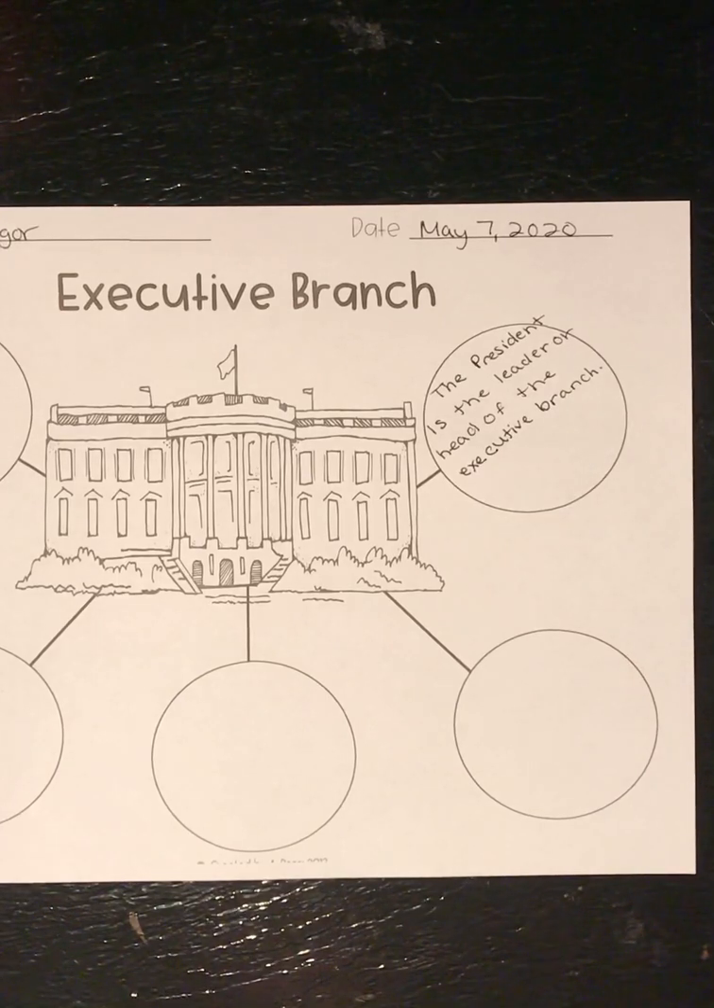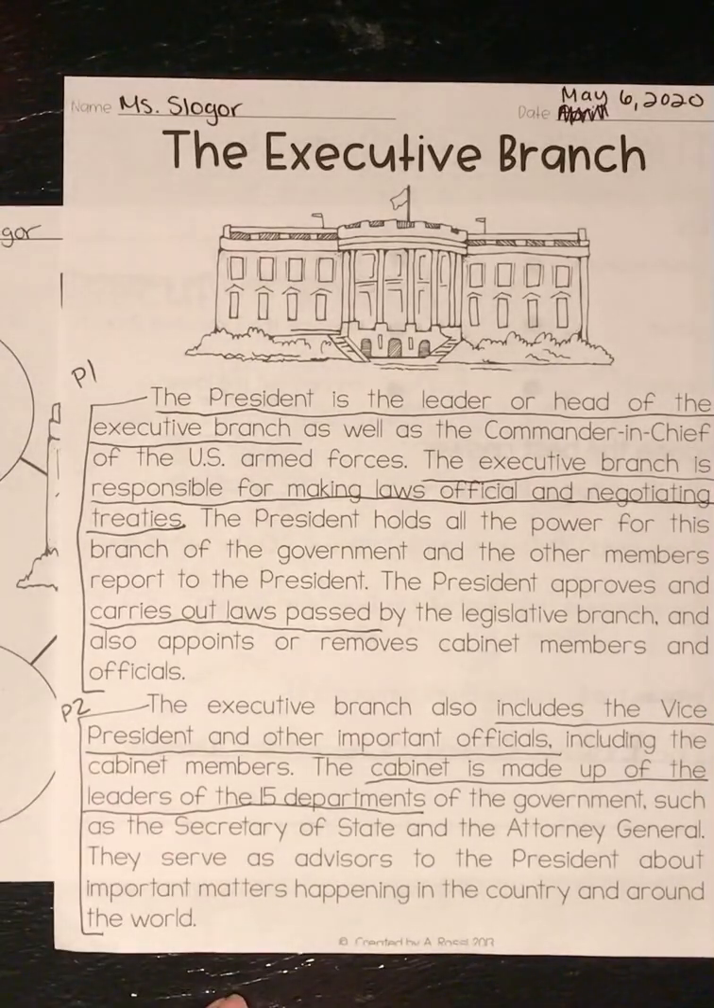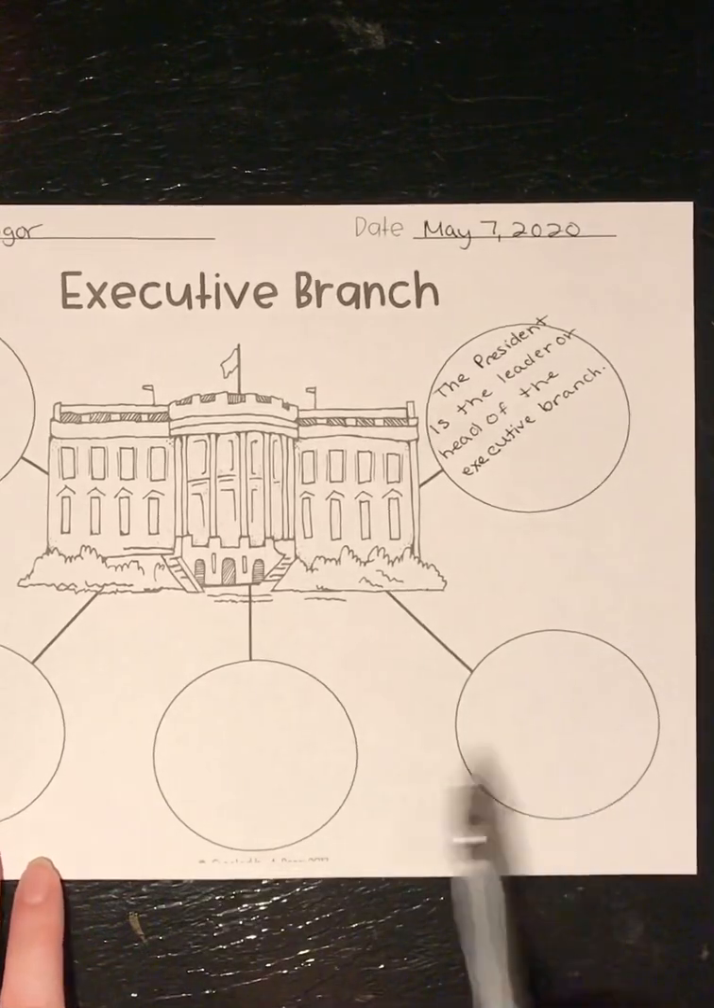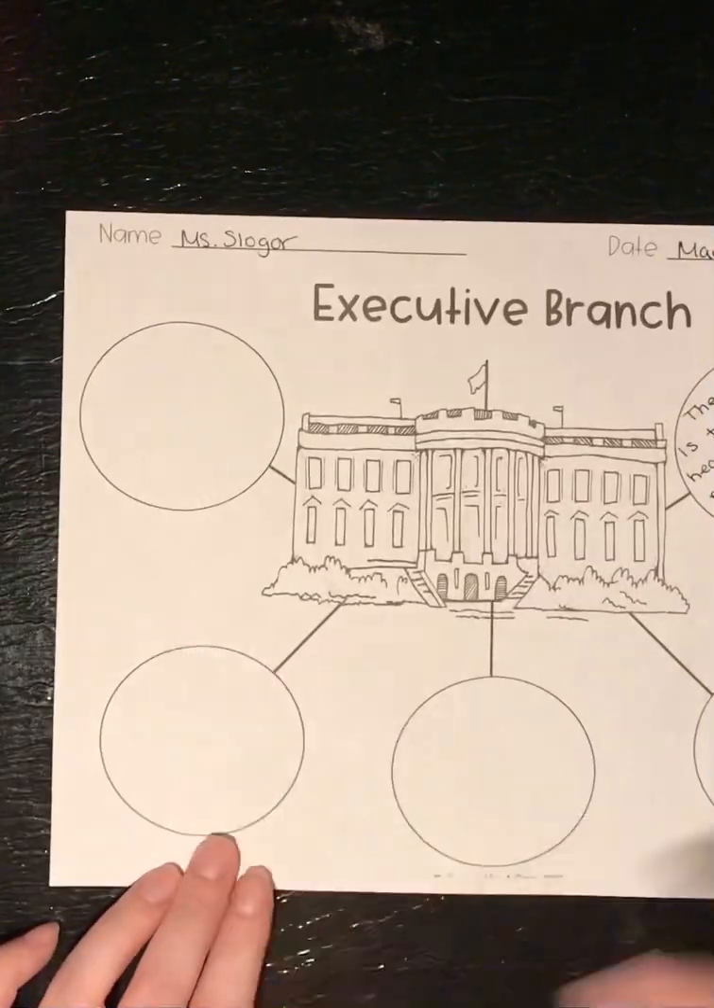So all you're going to do now is you're going to go back through and you're going to read this, and you're going to pull out more information, enough that you're able to fill in your 1, 2, 3, 4 bubbles that you have left.